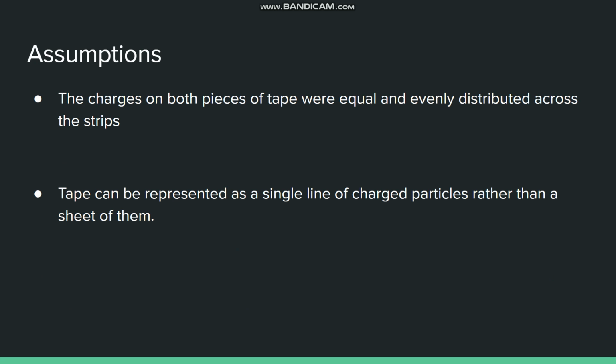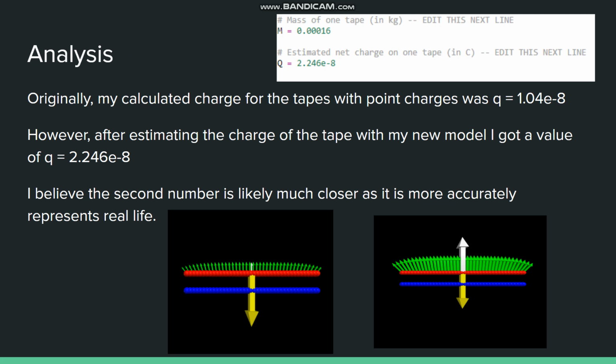Some assumptions that we had to make here were that the charges on both pieces of tape are equal, and that the charge is evenly distributed across the strips. Obviously this isn't going to be true, but it's an assumption that we have to make here. And also, the tape can be represented as a single line of charged particles rather than a sheet of them. The sheet is likely going to more accurately represent a piece of tape, but a line is going to represent a piece of tape more accurately than a singular charged particle.